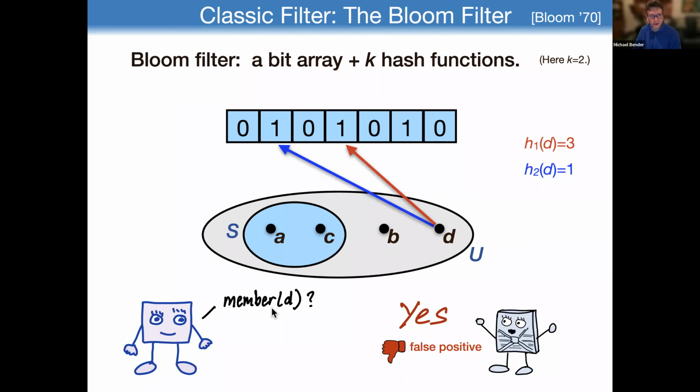So then maybe you query, is member d in the set? And let's see, is d in the set? Well, d hashes to position 3 and position 1. So position 1 is already a 1. Position 3 is also a 1. And so when you ask, is d a member of the set? The filter says yes, but this is actually a false positive. Yes, these are both flipped to 1s, but that's because of a and c, and d just happened to get unlucky. So this is how the Bloom filter works, and this explains why there are false positives and no false negatives.